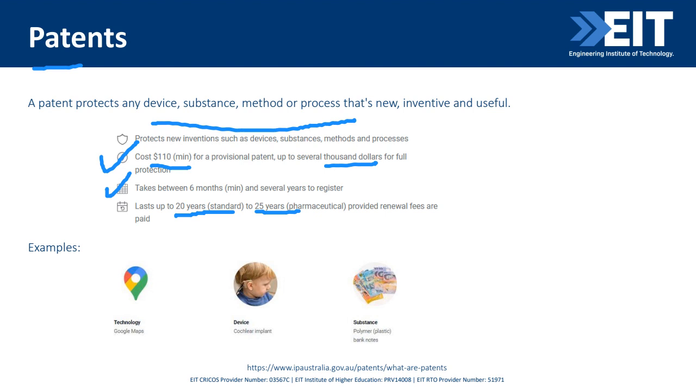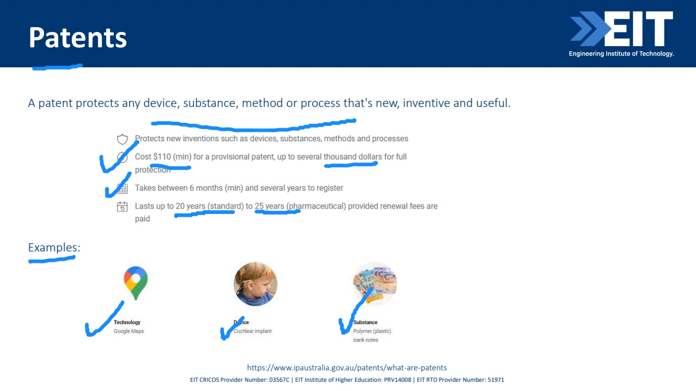Examples of some patents. So technology behind Google Maps could be one such patent example. This cochlear implant, it's an example of a device, obviously, but that is also patent protected. And an example of a substance which is patent protected would be the polymer currency notes, which we use here in Australia. They are also patent protected.